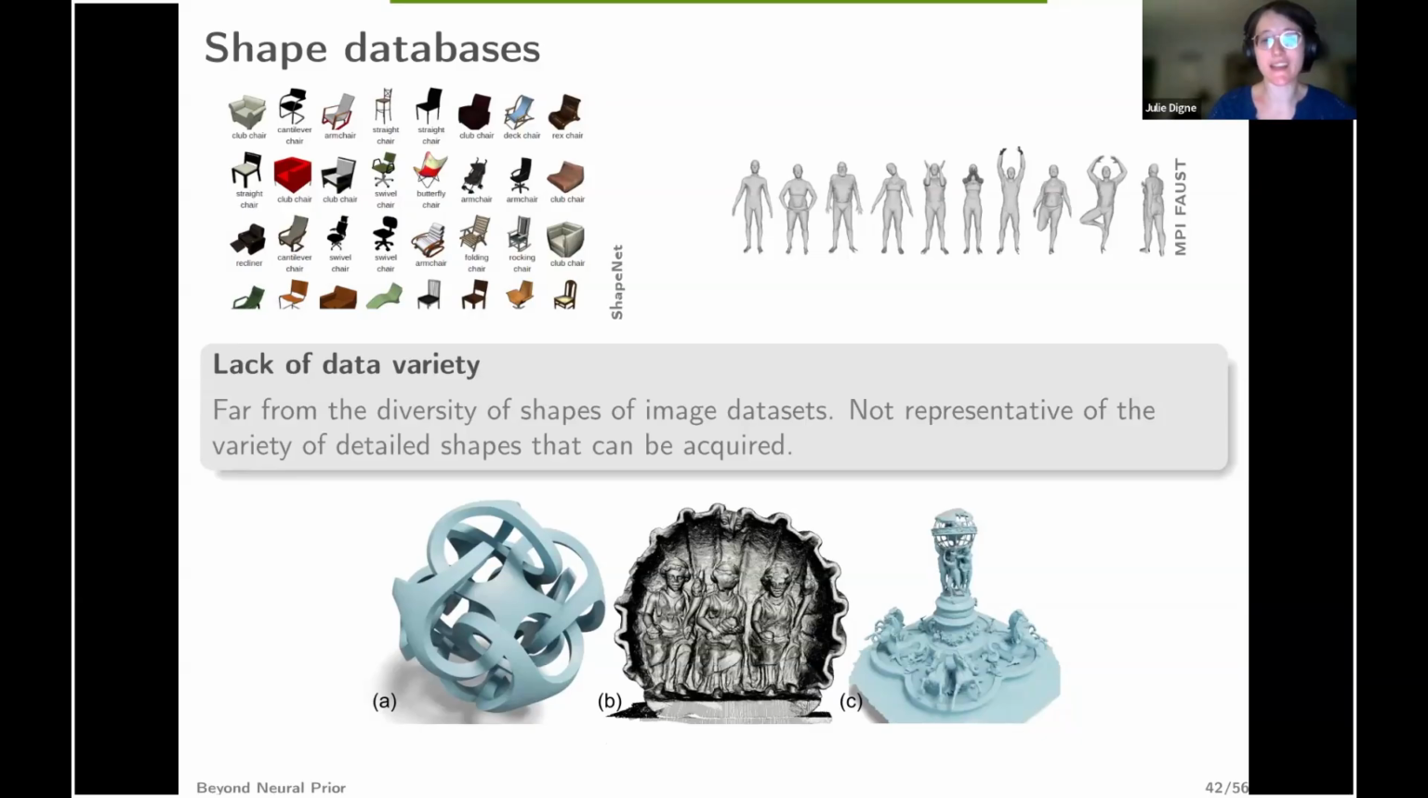And the issue is that it's far more complicated to have a representative data set for shapes than it is for images. You cannot just say, I'm going to scrape the internet for whatever images and just put it in a billion image database. It's not as straightforward.